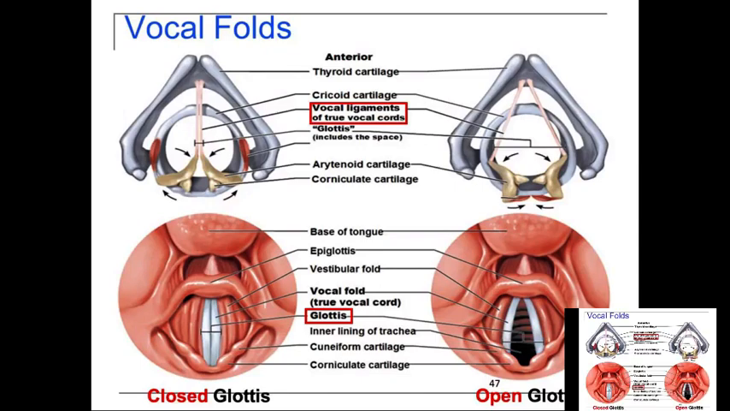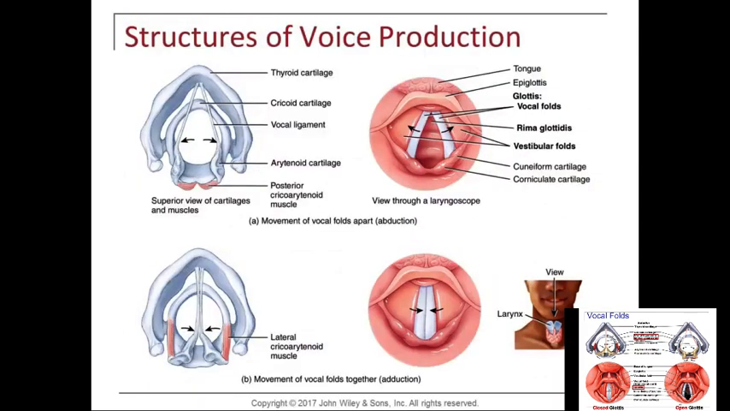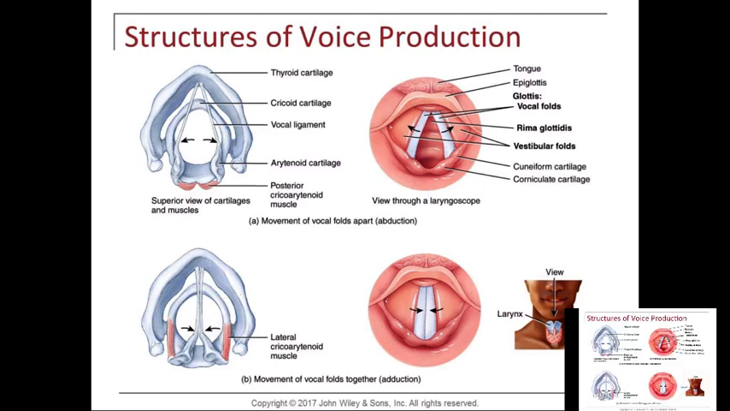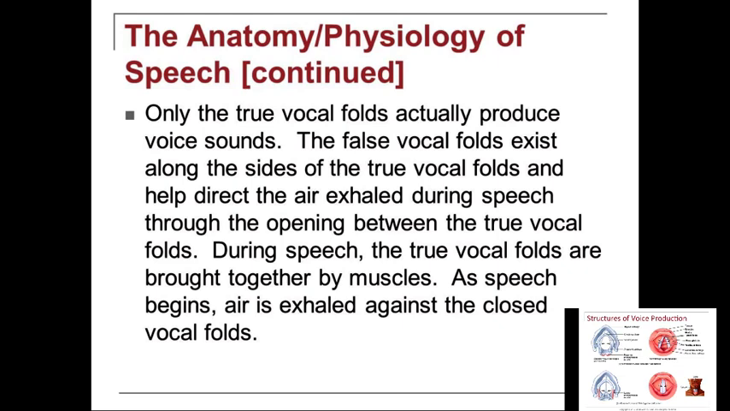And I like this illustration because it shows on the top, on the left, you can see where the true vocal folds are closed, and then on the right, you can see how the arytenoid cartilage and corniculate cartilage rotate out and open up, allowing for increased airflow, and it starts to change the pitch of someone's voice. And you can see the same thing happening down below. Same thing here. You can see on the left-hand side, the top and bottom, how the vocal folds change from being spread apart to being very close together. And on the right-hand side, you can see how the glottis is open and how the glottis closes as well.